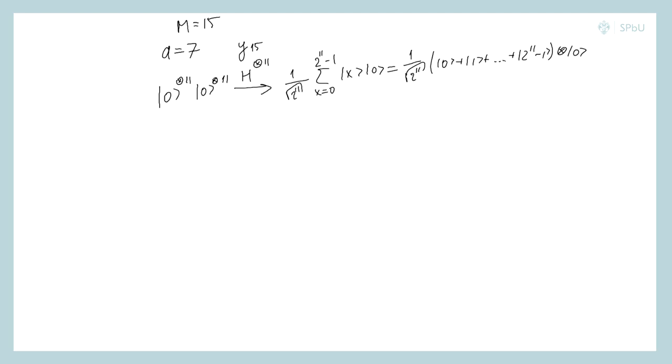Secondly, we should record the y15 of x function in the second register. So now our quantum state is 1 divided by square root of 2 to the power of 11, sum x from 0 to 2 to the power of 11 minus 1, of the state x, and here we have the y15 of x function, which equals 7 to the power of x modulo 15.